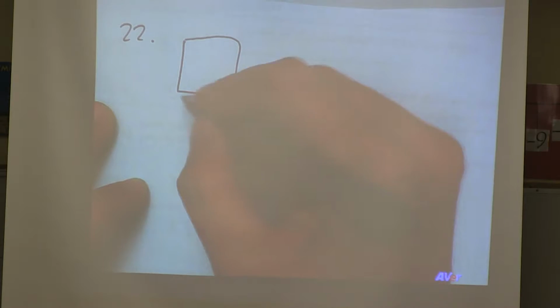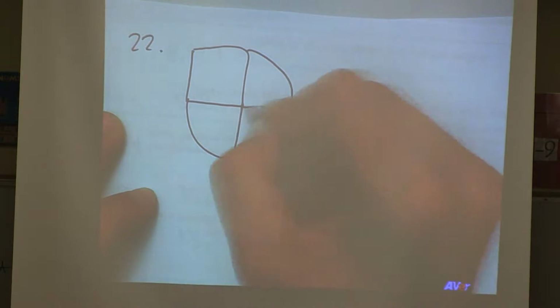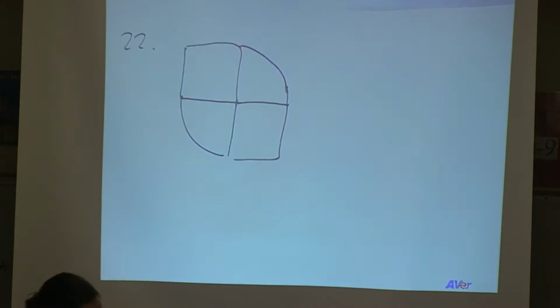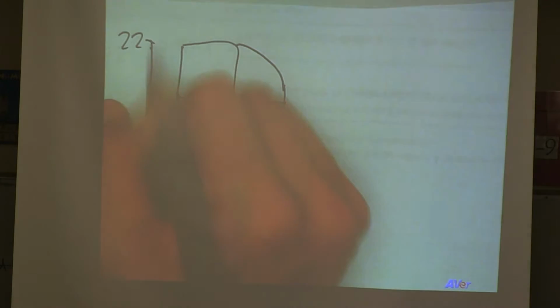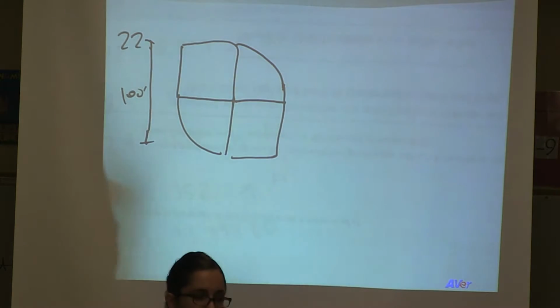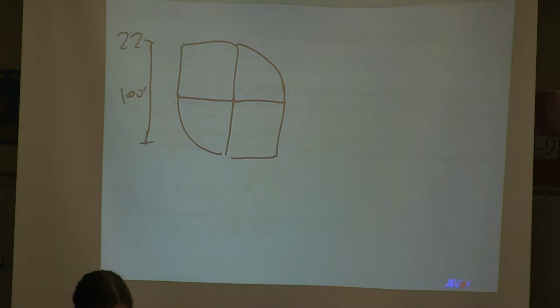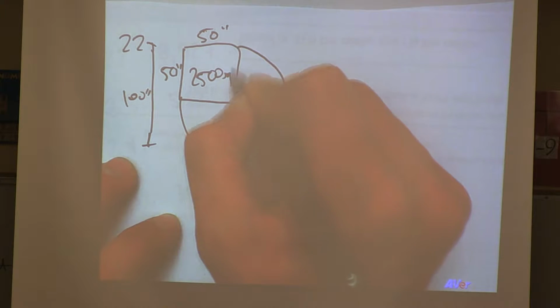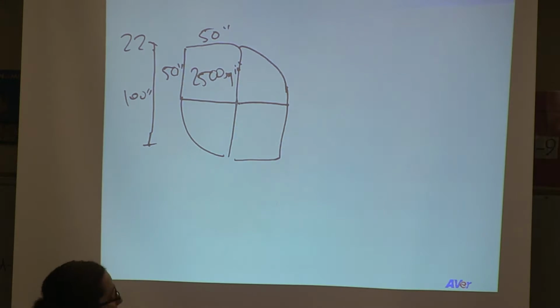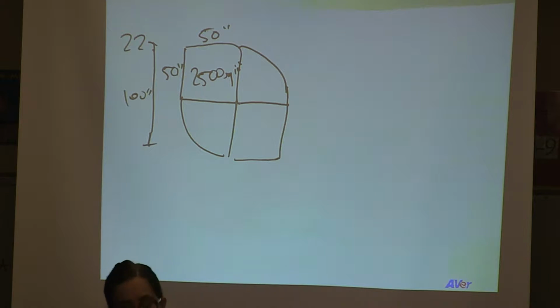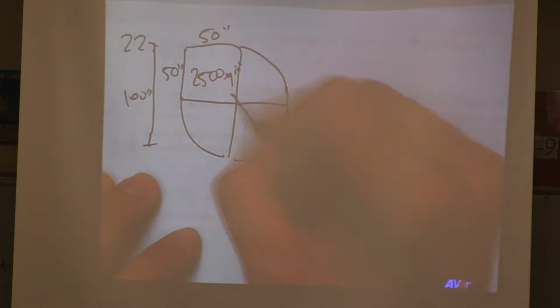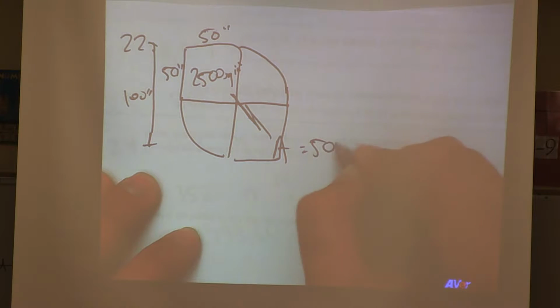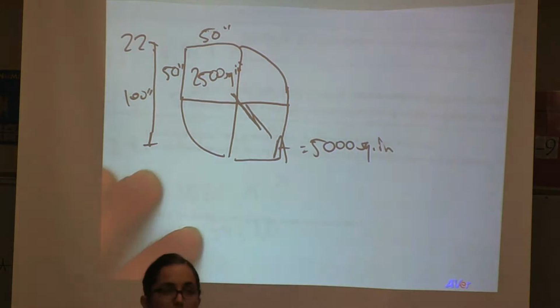You have this square and circle situation. 22 has squares and circles. It tells you this whole thing is 100 feet, and you're trying to find the area. Most of us got pretty quickly to this being 50, and this being 50, so that this is going to be 2,500 square inches. We got that those two squares are 2,500 square inches each, or that these two things together have an area of 5,000 square inches. We're okay with that part.